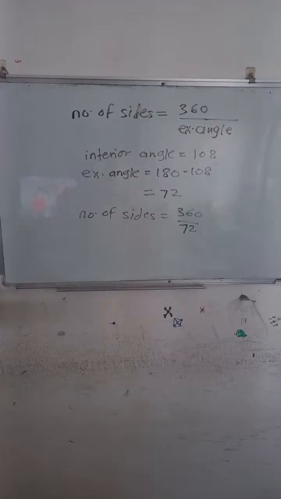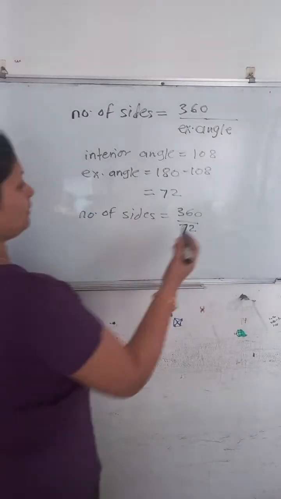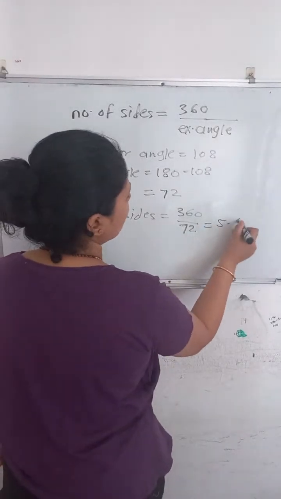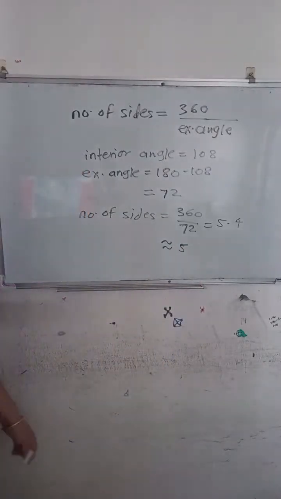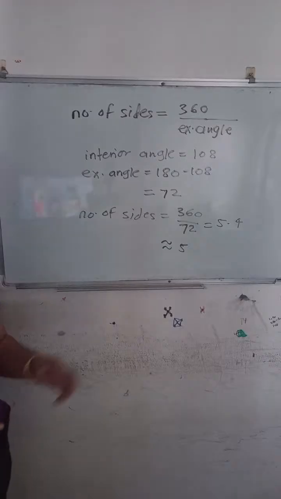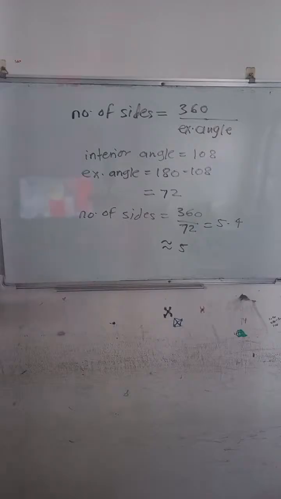So 360 divided by 72. The answer comes in decimal, approximately 5.4211. So you can take it approximately as 5. Whenever you get a decimal, you can go for approximation. Here the number of sides is 5, that means it is a pentagon. This is a 2-mark question. Copy it properly.